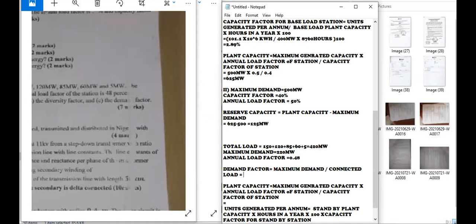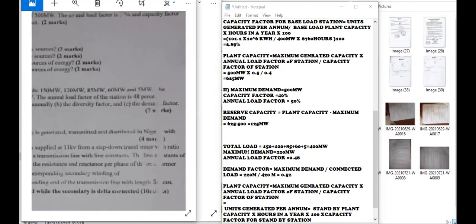It's a calculator, but you have to know this. 220 divided by the connected load, which is 420. That is 0.53 approximately. I found my demand factor. For the diversity factor, I just have to find this capacity, so I know the plant capacity.